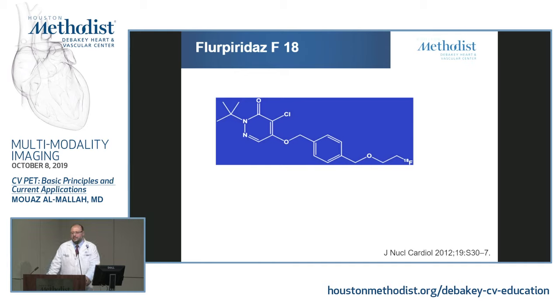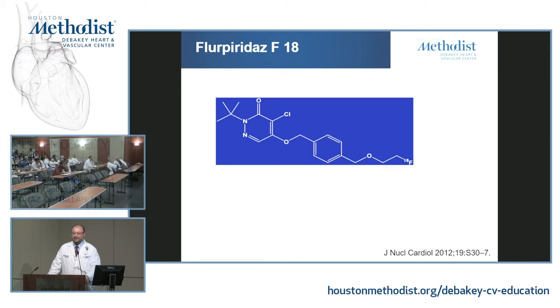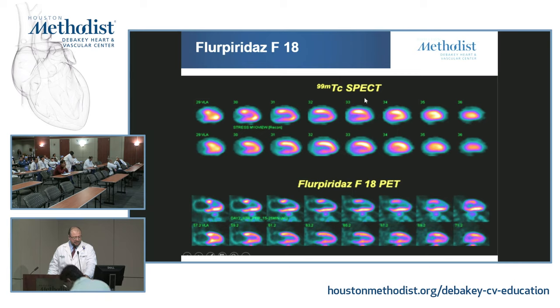Now there is a new agent that's going to be tested. It's not FDA approved yet, but we hope that it will be helpful. It's now in a phase 3 trial, and hopefully we'll start enrolling here in about a week or two, Mohammed, for the flupyridaz trial, pending one final thing. It is an F18 agent, so the uptake is better than the others. However, the half-life is 120 minutes. So the patient is going to require some time in between the two studies. Otherwise, you have to do one dose like we do same-day protocols, one dose and then triple the dose for the second one. So these are some images from the literature.